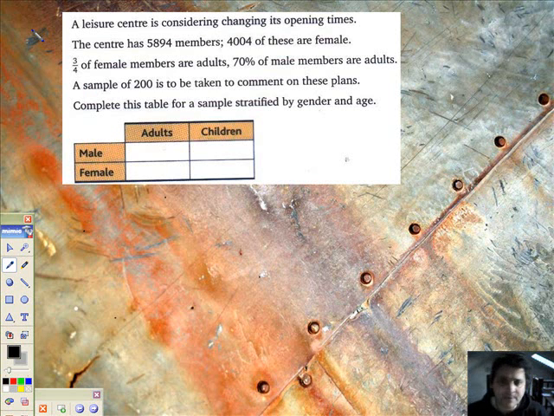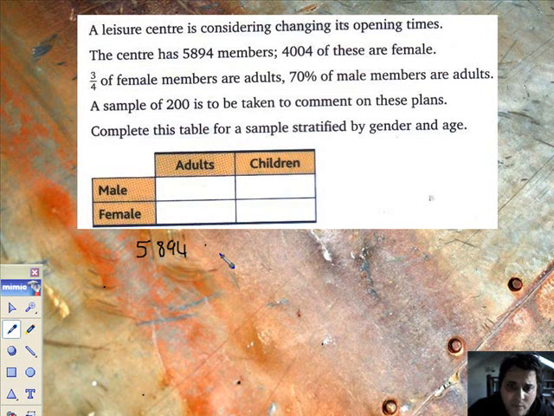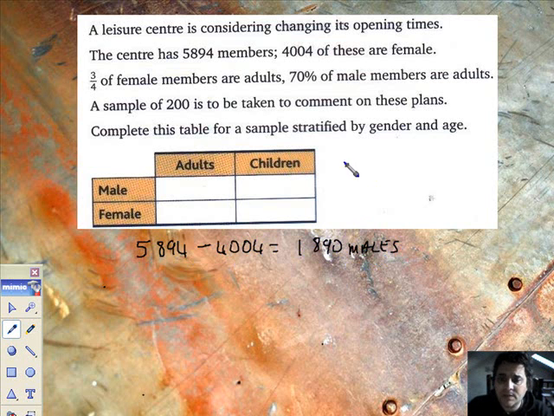So I've got 5,894 members, and I've got 4,004 females. So guess what? The remainder has got to be 1,890 males. Is that alright? That's what I've got so far. So let's just write this down. I've got that many males, that many females. So it's like a little note to self. So that's one bit done so far.